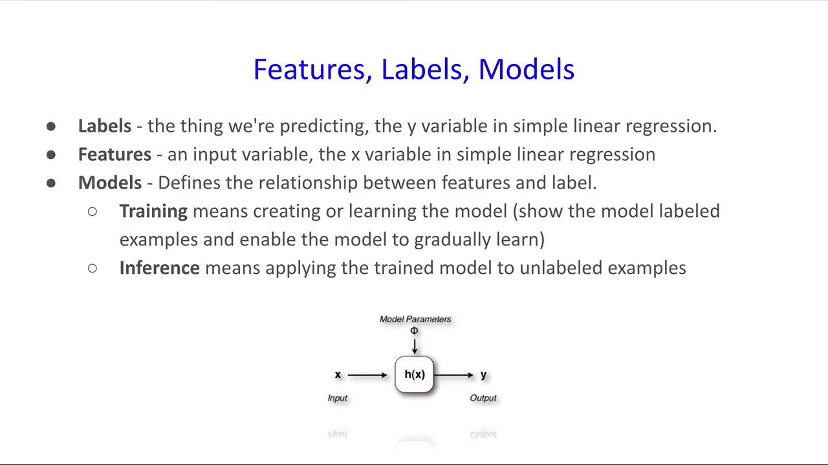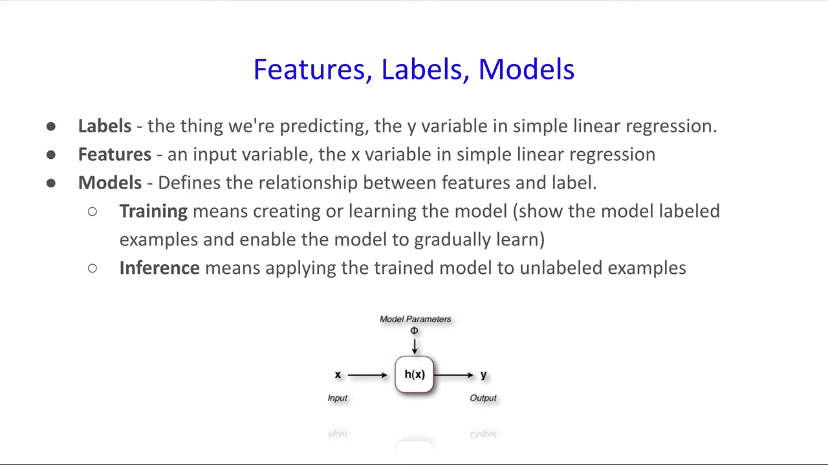So let's talk about more important machine learning vocabulary. The terms are features, labels, and models. We've already brought these terms up, but let's go a little deeper. Labels are the things we're predicting, the y variable in simple linear regression. Features are the input variable, the x variable in simple linear regression. The model is what defines the relationship between features and label. To train the model means to create or learn the model. In other words, show the model labeled examples and enable the model to gradually learn, identify patterns, or recognize trends. Inference means applying the model to unlabeled examples.